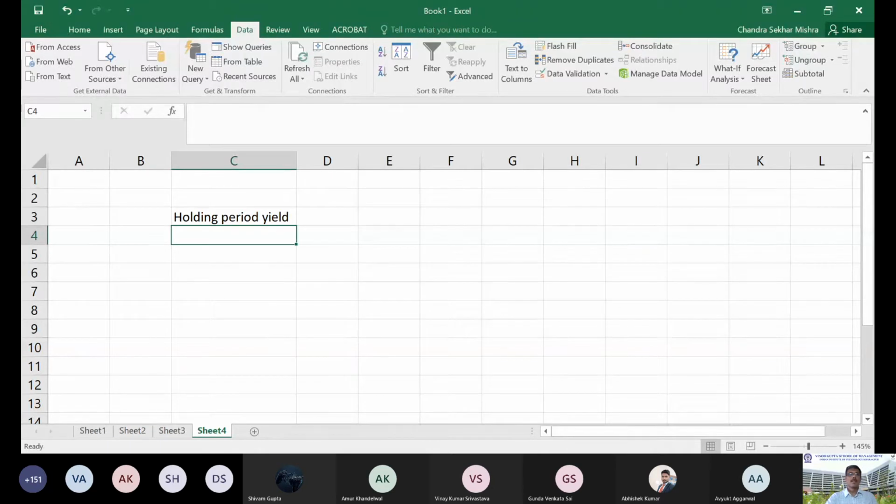Just a second. Okay, so holding period yield. All those things are there in the particular slide. Okay, please go to that. I have uploaded the slide there, the book slide itself, the author slide. You have a look at it.